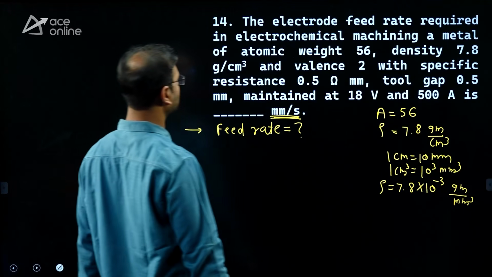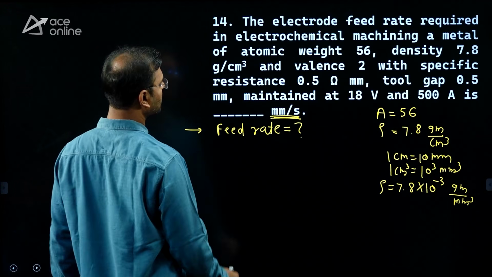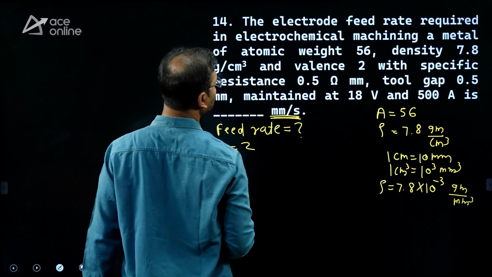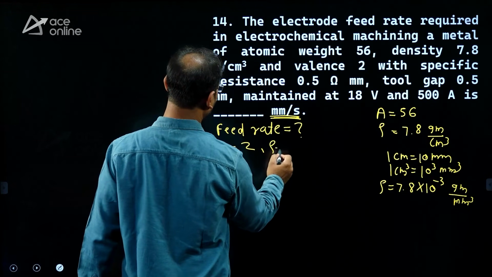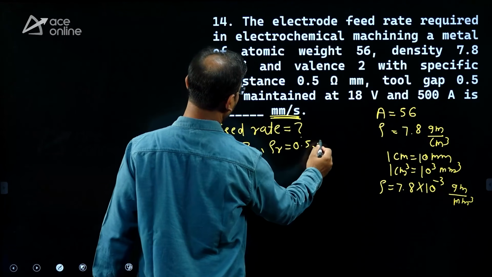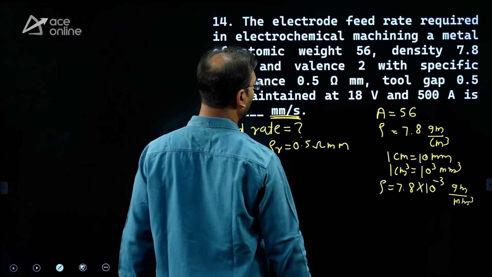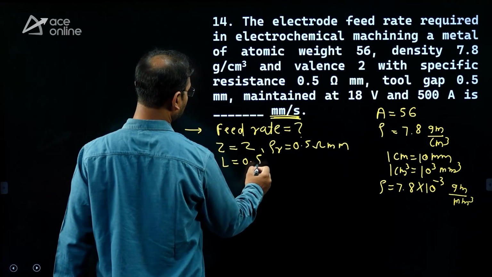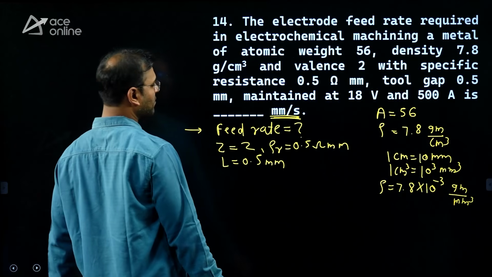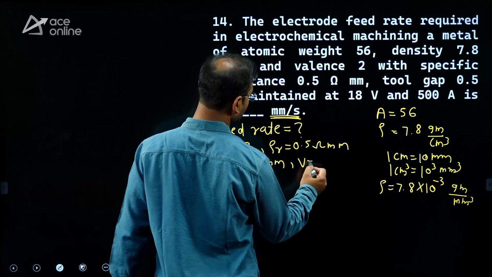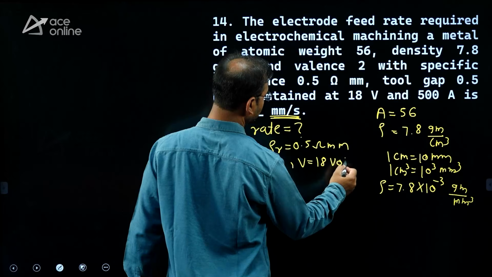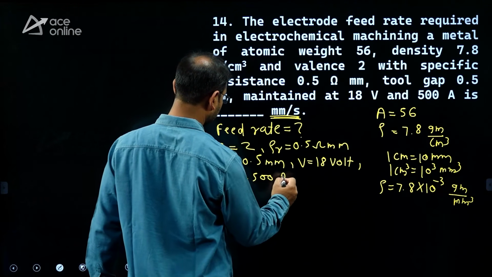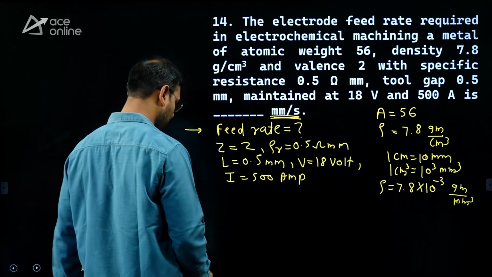Valency is denoted by Z, which is 2. The specific resistance, rho R, is given as 0.5 ohm millimeter. The tool gap L is 0.5, meaning the gap between the tool and workpiece is 0.5 millimeter. The maintenance voltage is given, that is 18 volt, the current is 500 ampere, and we have to calculate the feed rate.